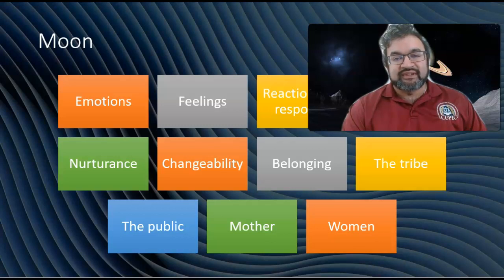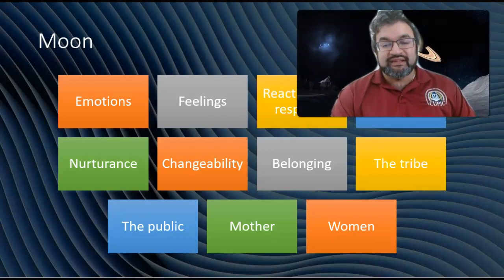So the next planet, not a planet as far as science is concerned, but it's a planet as far as astrology is concerned, is the Moon. And the Moon is ruling Cancer within astrological science. And Moon is typically emotions, feelings, reaction and response, memory, nurturance, changeability, belonging, the tribe, the public, mother, and women. And Moon is usually the home and typically seen as the realm of women in this paradigm.